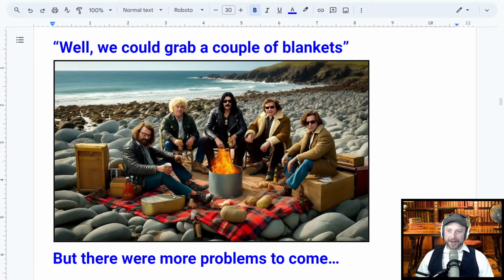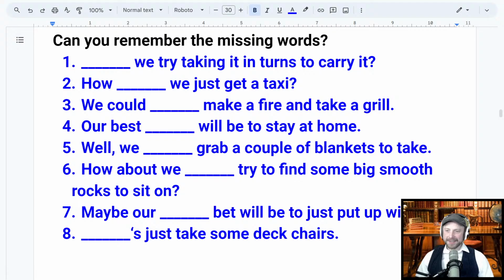Now, there is more to this story, and we're going to talk about that in just a moment. We're going to go back to the story. But first, let's have a think about the useful language. So, today, the class is about language to make suggestions. And we've seen some language to make suggestions already. I'm going to show you some of the phrases from our story so far, and I want you to type the missing words in the chat.